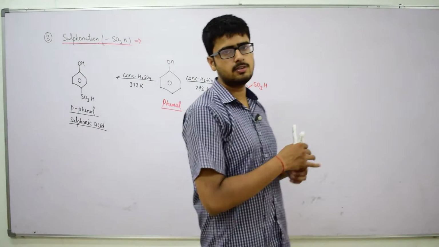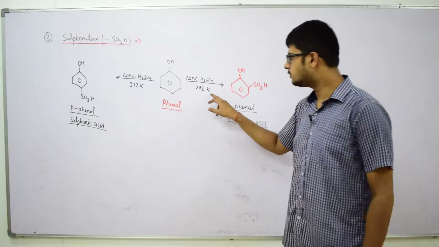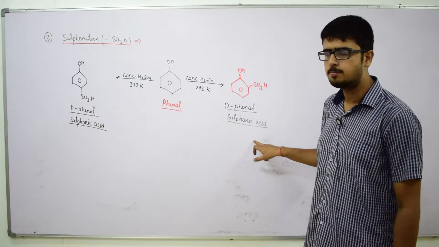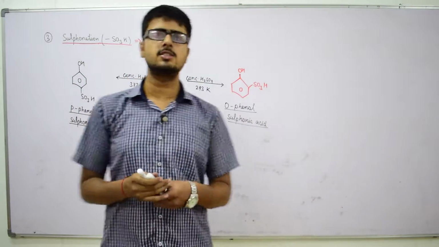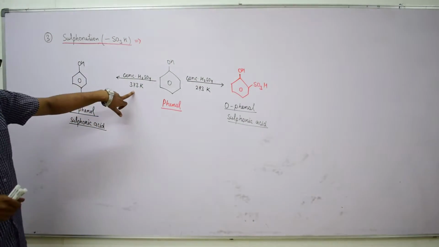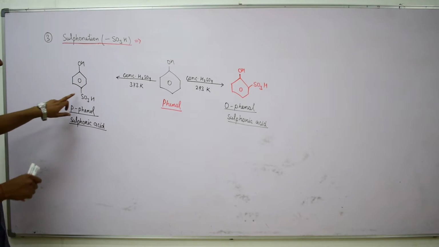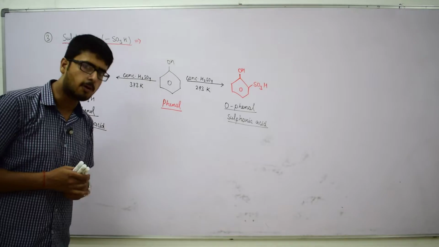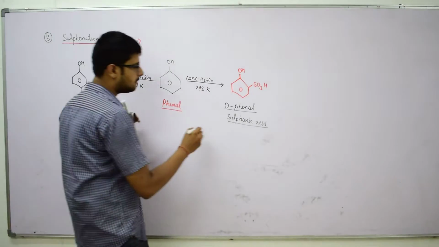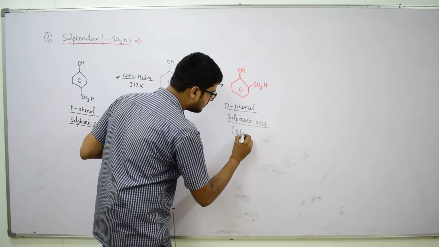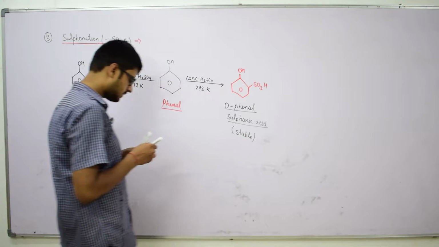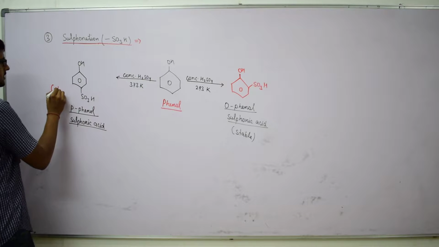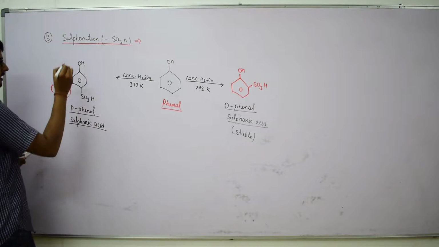When phenol is treated with concentrated sulfuric acid at 293 Kelvin, it leads to the formation of orthophenol sulfonic acid. But when phenol is treated with concentrated sulfuric acid at 373 Kelvin, it leads to the formation of the para derivative, and paraphenol sulfonic acid is formed. So, this is stable at lower temperature, that is 293 Kelvin, and this compound is stable at higher temperature, that is 373 Kelvin.